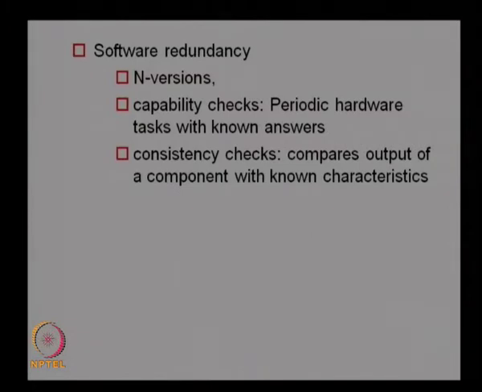And another method of doing software redundancy is capability checks. In capability checks, periodic hardware tasks with known answers are carried out by the system, without specifically instructing the system to carry out such tasks. It will carry out some specified task, like running a motor or switching off a light, and check whether it is working or not. So, that is again an implementation of redundancy in software.